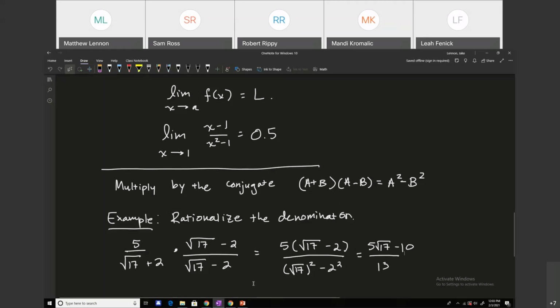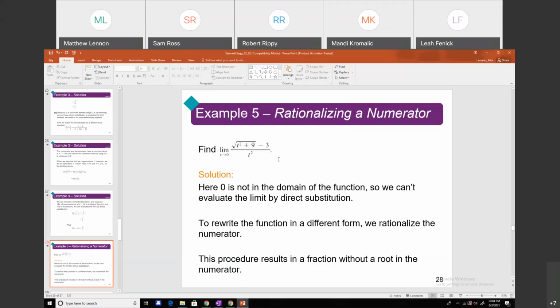So notice we took an expression where the square roots were in the denominator, and we've written an equivalent expression where there are no square roots in the denominator. That's why they would say rationalize the denominator. For this example, what we want to do is rationalize the numerator. So we would be multiplying by the conjugate of this guy on top.